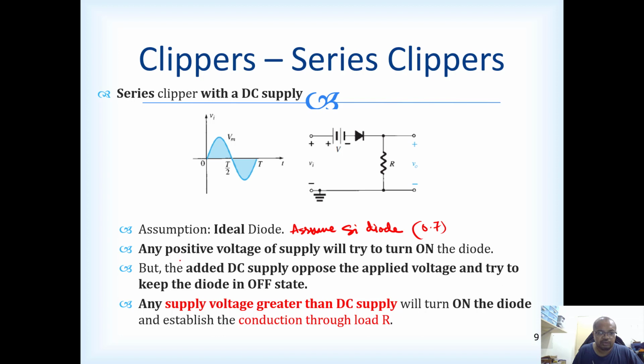Any positive supply voltage will try to turn on the diode, but a DC supply added on the negative side, opposed to the applied voltage, will try to keep the diode in the off state. Any supply greater than the DC supply will turn on the diode and establish conduction through the load.